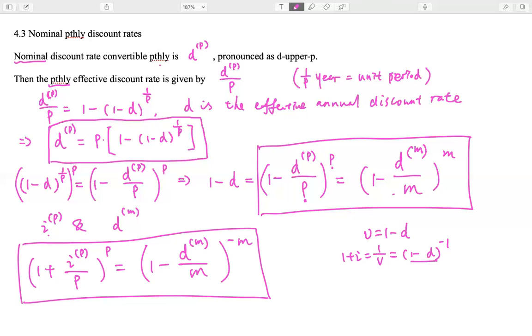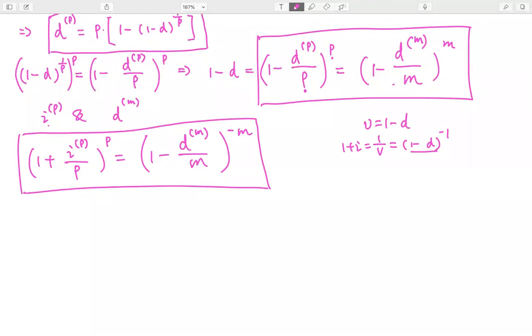Let's do one example. 4.10. Determine the discount rate convertible monthly. So we want to know this, right? This is a nominal rate, discount rate convertible monthly, right? Monthly means p is 12. This corresponds to, which means they are equivalent to, an interest rate of 4% convertible quarterly.